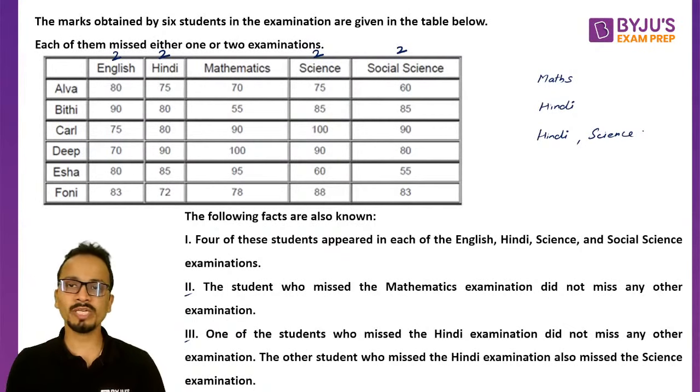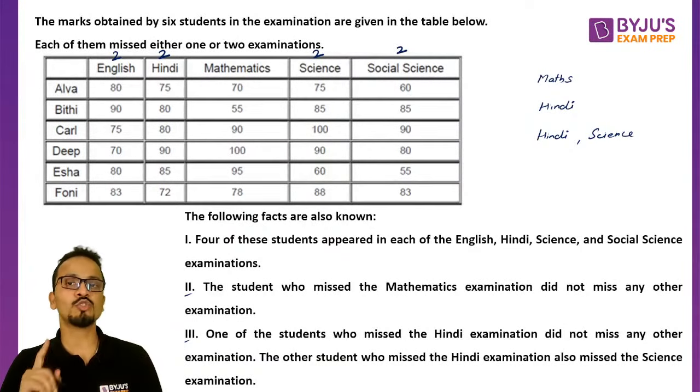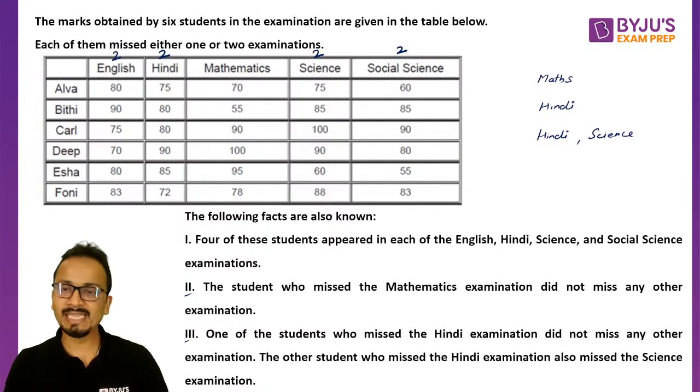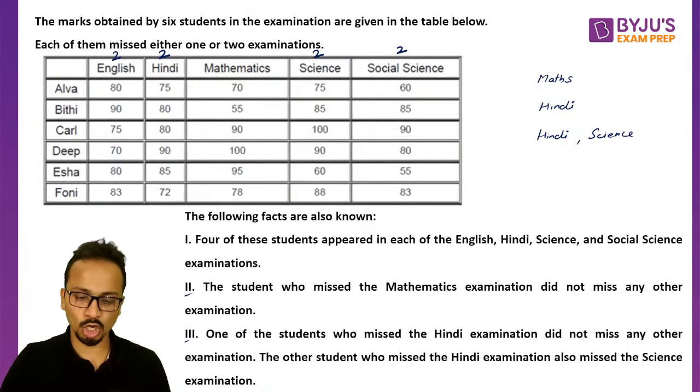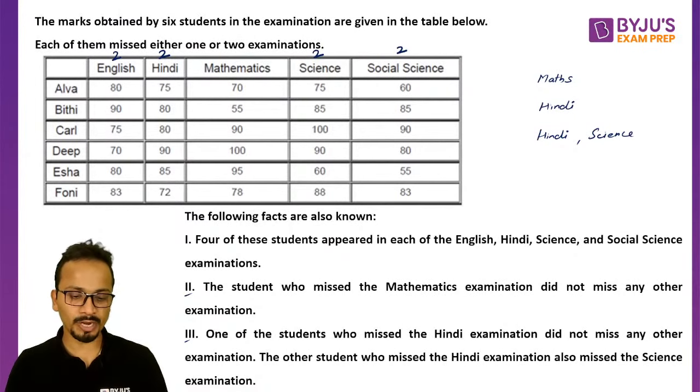So there is one student who missed only maths. There is one student who missed only Hindi. There is one student who missed Hindi as well as Science. All right. Am I clear up till this point?